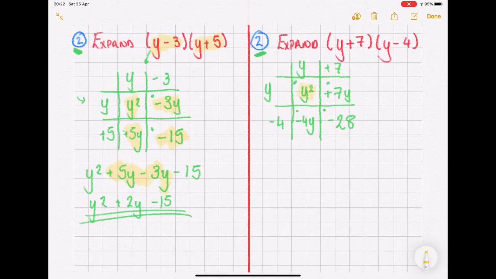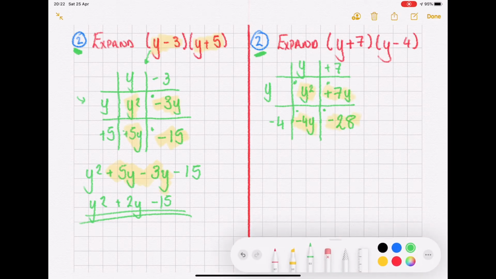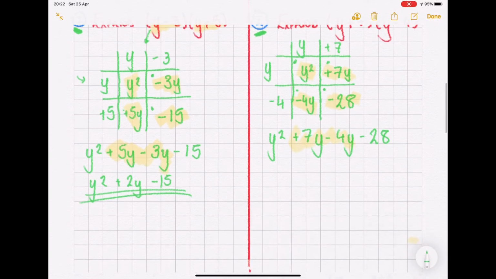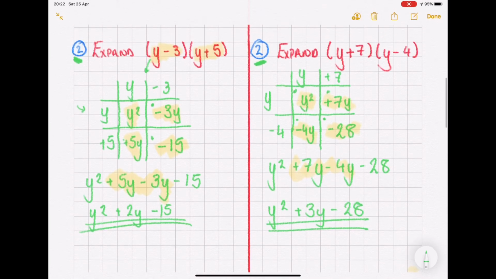Now we take all our values that were in the grid, we rewrite them on a new line. So that's y squared plus 7y minus 4y minus 28. And can we simplify? Yes, we can. We can simplify those two. So that's going to give us y squared plus 7y, take away 4y is plus 3y minus 28. And that's our final answer. If you got that, fantastic. Give yourself some ticks for that.